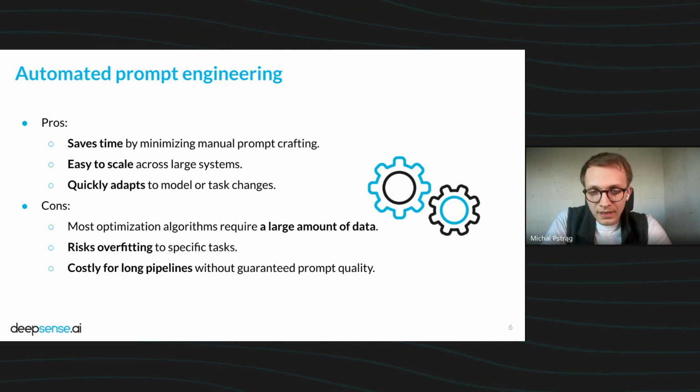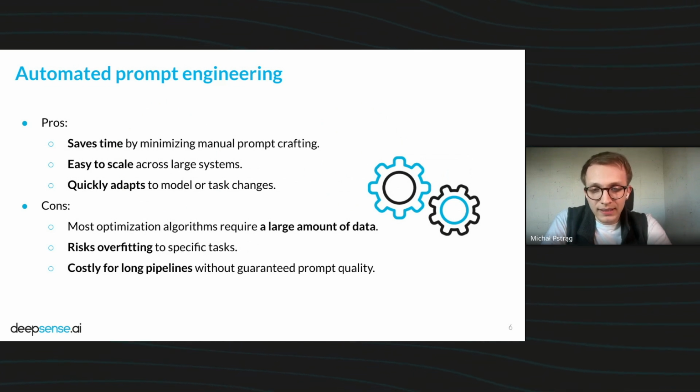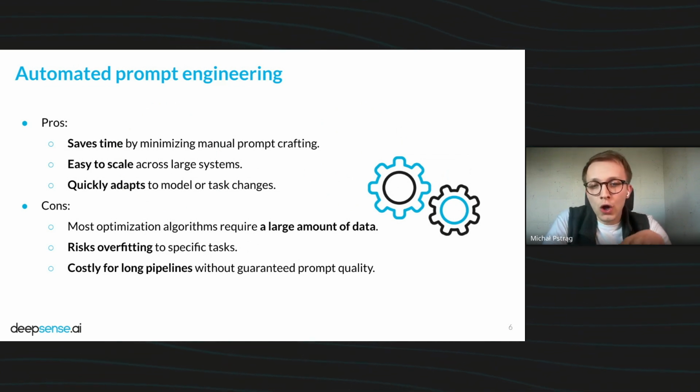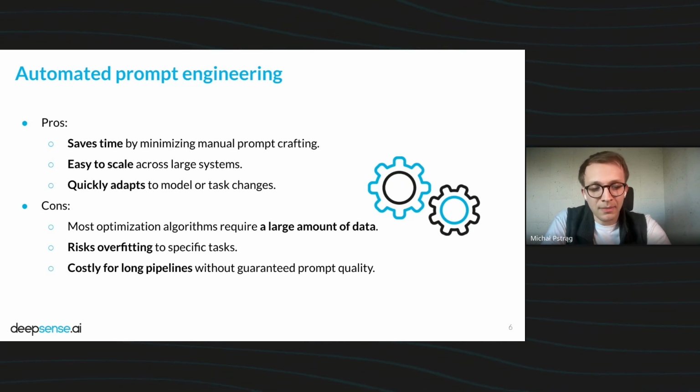optimize your prompt. There are also risks of overfitting to a specific task. If you have poor data, you might come up with a prompt that is too specific for the task, and it might perform poorly on more generic use cases and edge cases. And they're also costly when it comes to long pipelines. If you want to do a really deep optimization search, it will result in many LLM calls. And if you have multiple prompts, it might get quite costly. So this is something that you need to keep in mind, that it's not for free.